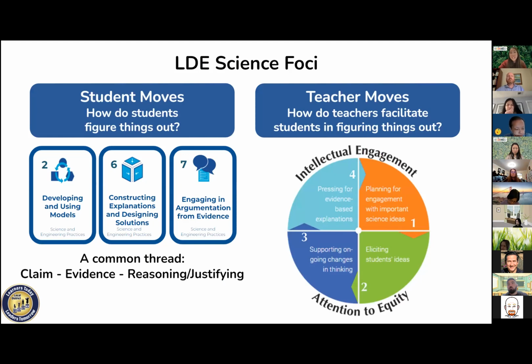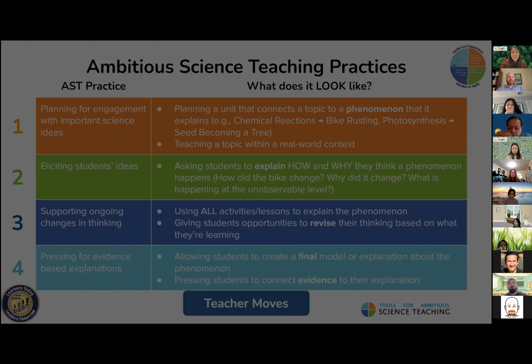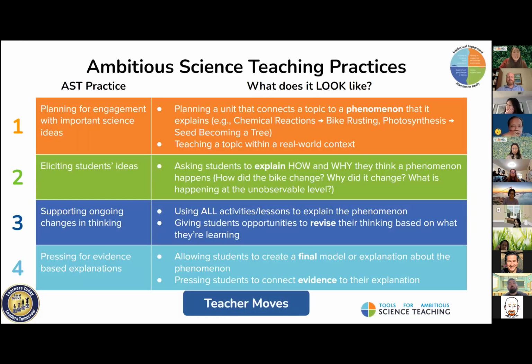So how are we as teachers then going to help our students to engage in these practices? We are going to engage in the ambitious science teaching practices. So that wheel, that quadrant, you'll see our planning for engagement, eliciting students' ideas, supporting their ongoing changes in thinking, and pressing for evidence-based explanations. This is kind of our placemat for these ambitious science teaching practices, a quick read.